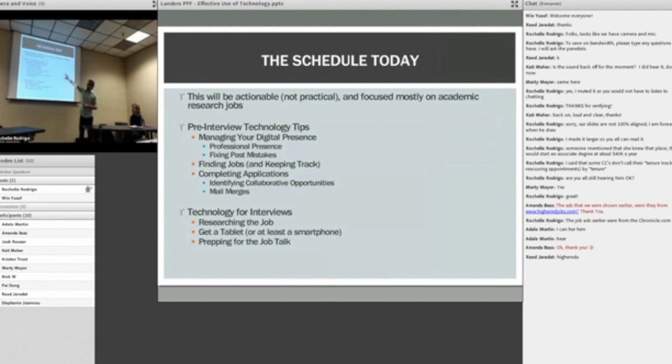One is pre-interview technology tips, the things that you should do during the search process, and the other is, when you're actually doing interviews, how can technology help you? This is going to be an actionable presentation, and I say that because I'm not going to give you the nuts and bolts of how to do most of these things, because it would take hours to talk through a lot of this. Instead, I'm going to give you a broad overview: you could use technology in this way, you could use it in this way, here are things to worry about, and it's up to you to follow up on those if you think that they're particularly relevant.